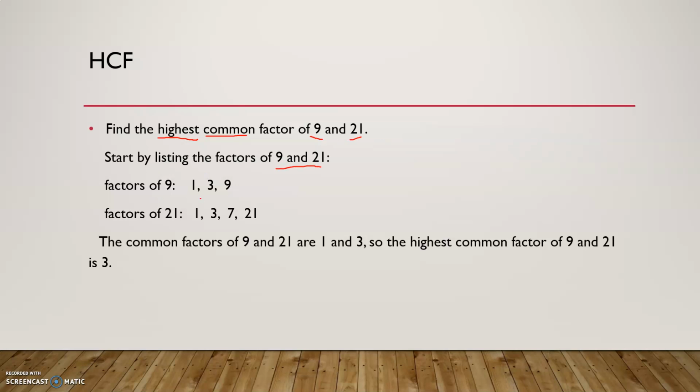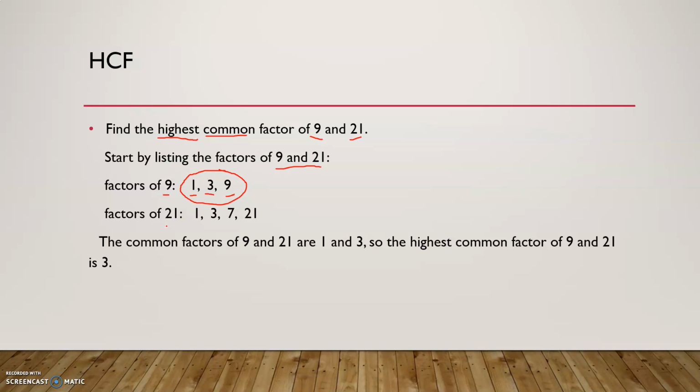So we need to look at the factors of 9. 1 goes 9 times into 9. The next number would be 3. 3 goes 3 times into 9. And then 9 goes 1 time into 9. So these are the three factors for 9.